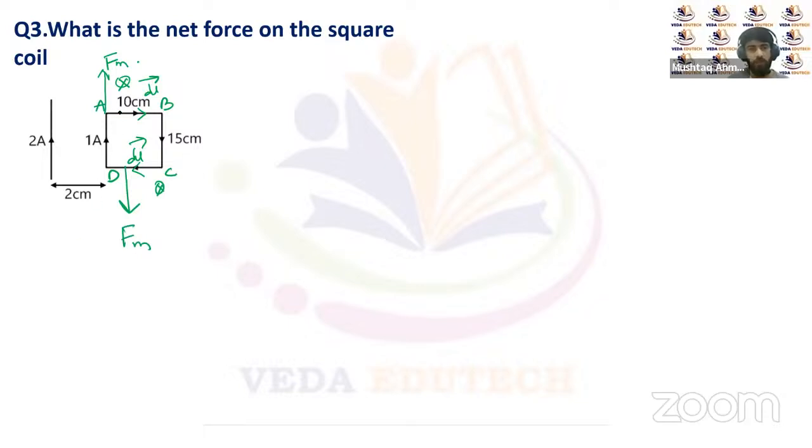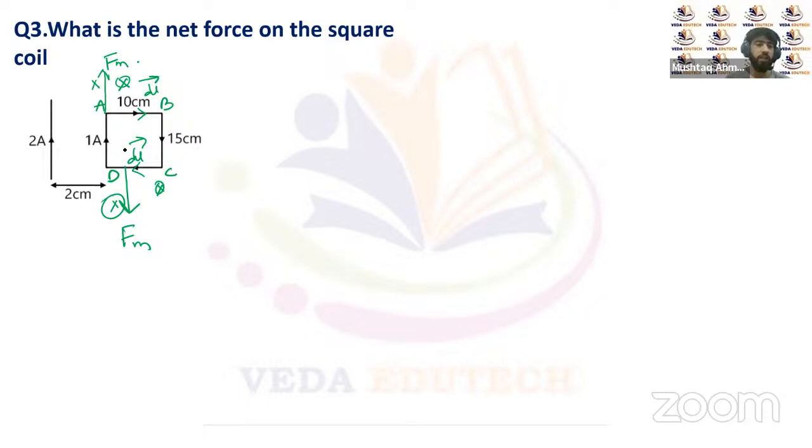You can see here the magnitude of the magnetic force acting on AB will be equal to the magnetic force acting on CD, but the two forces will be opposite in direction. It means that the magnetic force on AB will cancel out the magnetic force on CD. So we will not consider these two forces, right? Because these two forces will get cancelled out since they're opposite in direction, and they will be the same in magnitude, right?